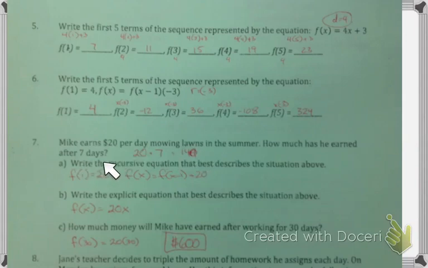So then it said write a recursive equation that best describes the situation. So I knew that my common difference was 20, right? Because each day he's getting 20. So on the first day, just out of reasoning, he made $20. And then every day after that, he makes 20, right? So all I'm going to do then for a recursive equation, f of x equals the day before it plus 20. So the second day, he'd take the $20 he made the first day, add 20, so the second day he made 40, and so on.